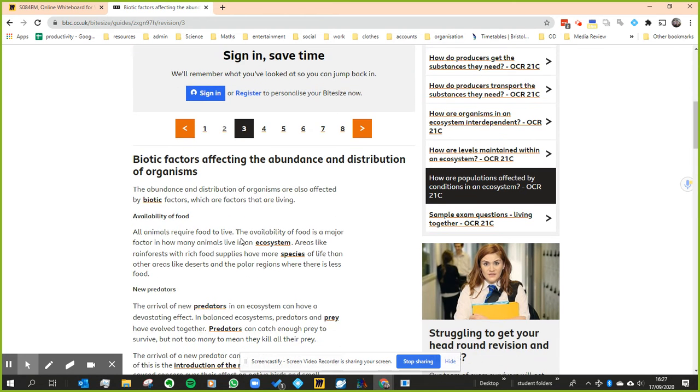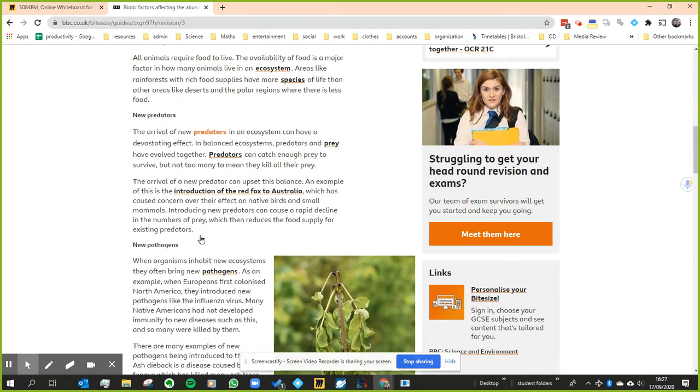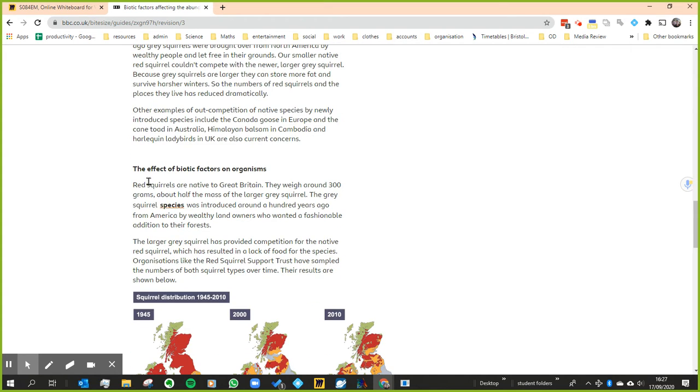Living things. So examples of living things could be new predators, could hunt them down. It could be how much food there is. It could be how many pathogens. A new pathogen could be, so in other words, virus, bacteria, anything that could cause any sort of disease. It could be another organism that's competing for the same food source or something like that. So, out-competition. So those are the main ones really.